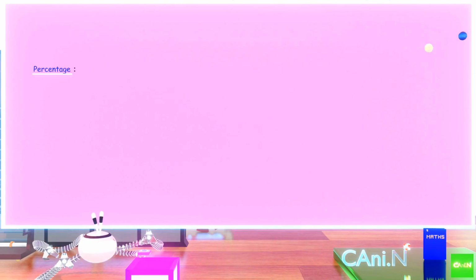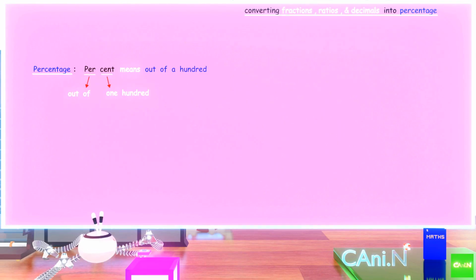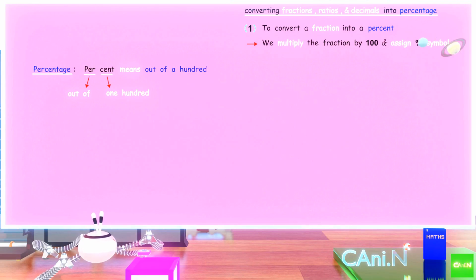Now, next is percentage. Percent means out of 100. Converting fractions, ratios, and decimals into percentage. To convert a fraction into a percent, we multiply the fraction by 100 and assign percent symbol. Example, 9 by 4 equals 9 by 4 into 100 equals 225%.